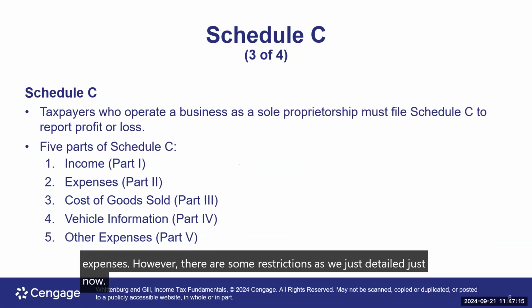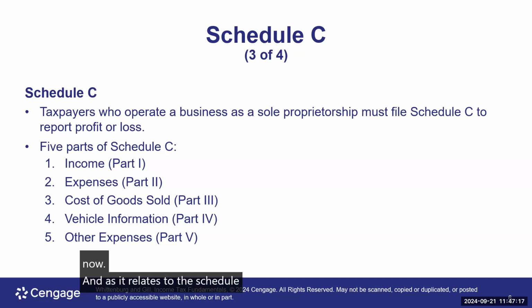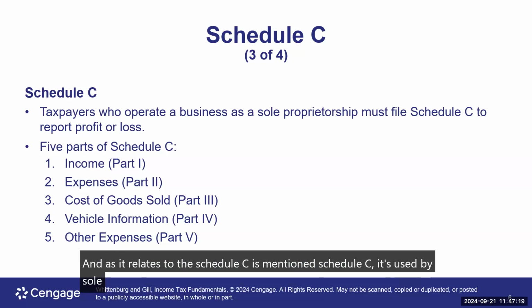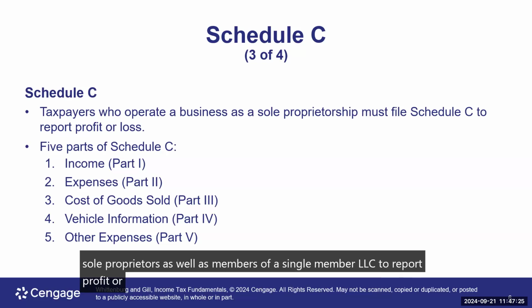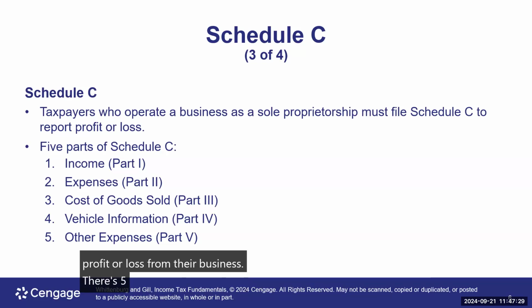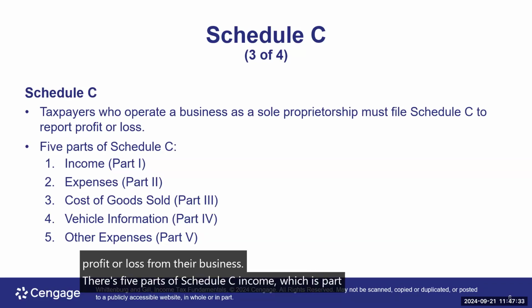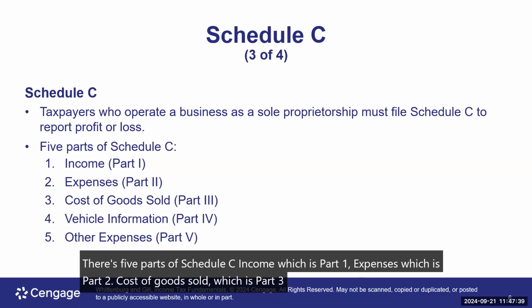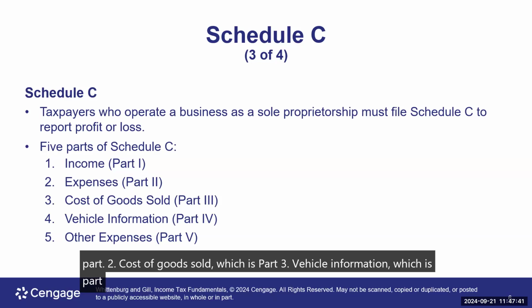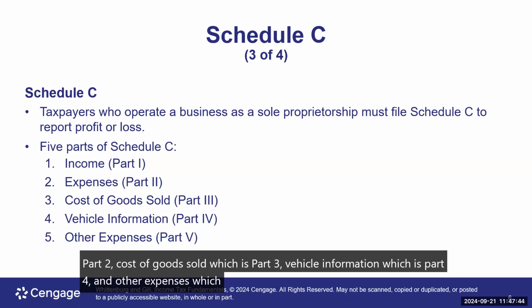As it relates to the Schedule C, as mentioned, it's used by sole proprietors as well as members of a single member LLC to report profit or loss from their business. There are 5 parts of Schedule C. Income, which is part 1. Expenses, which is part 2. Cost of goods sold, which is part 3. Vehicle information, which is part 4. And other expenses, which is part 5.